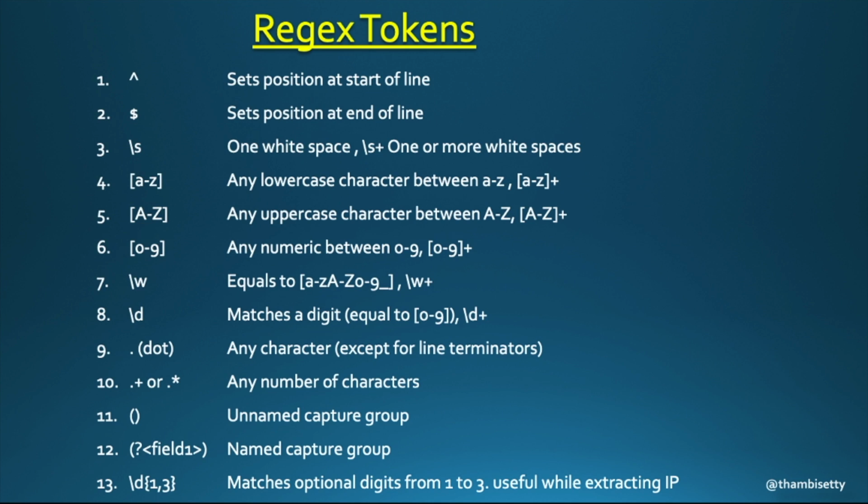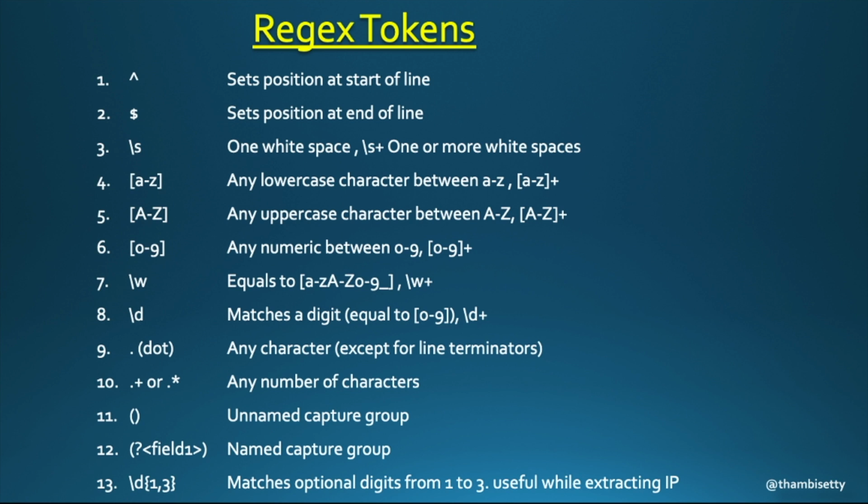Enclosing lowercase a hyphen z in bracket matches any lowercase character between lowercase a to z. Adding plus to it matches one or more lowercase characters. Enclosing uppercase A hyphen Z in bracket matches any uppercase character between uppercase A to Z. Adding plus to it matches one or more uppercase characters. Enclosing 0 to 9 in bracket matches any single digit between 0 to 9. Adding plus to it matches one or more digits.